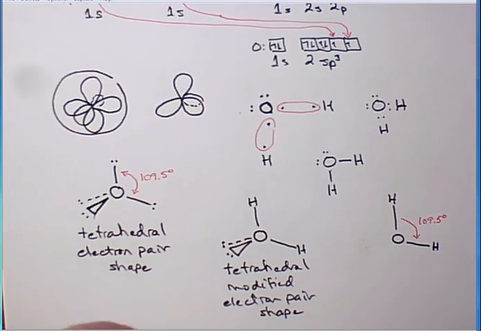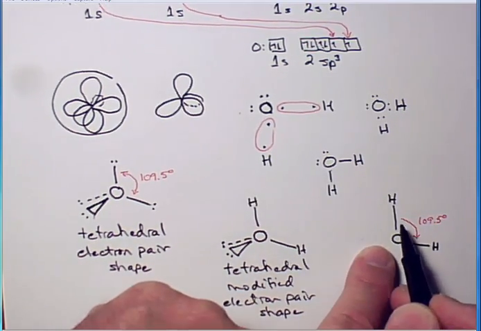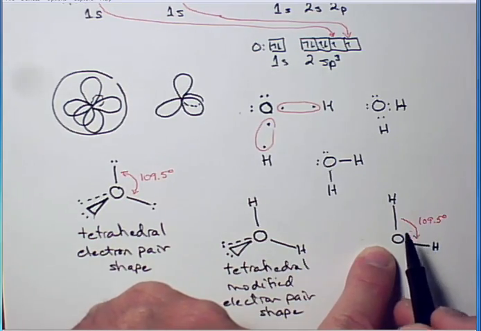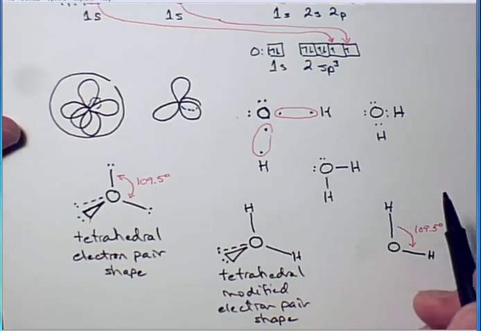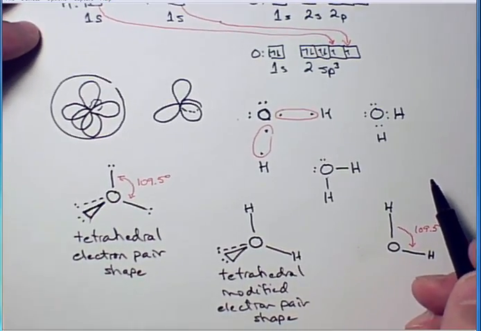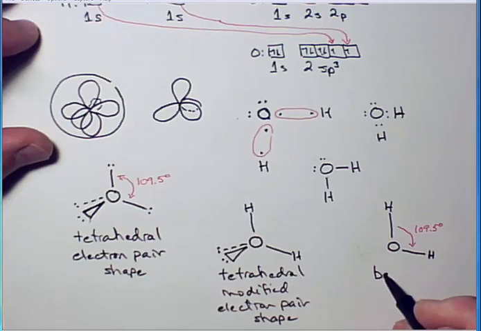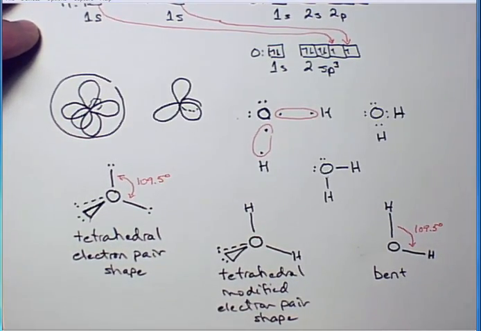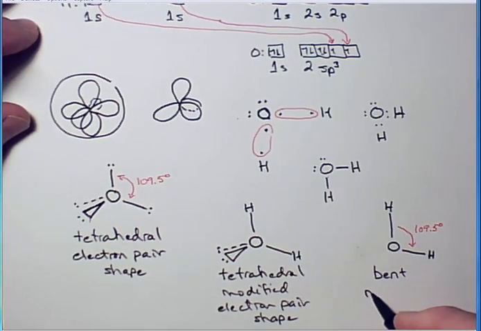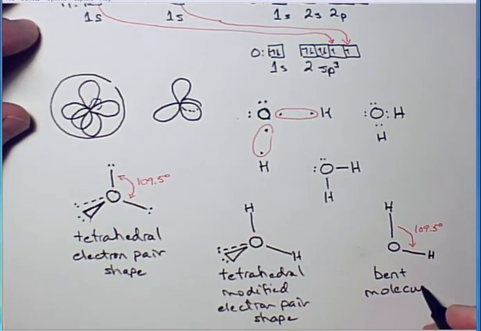All right. So the name of this then is not going to be a tetrahedral. This is going to be a hard name to remember. It's tough. Okay, so you might want to write this down. So a bent molecular shape. That's the actual shape of the molecule.